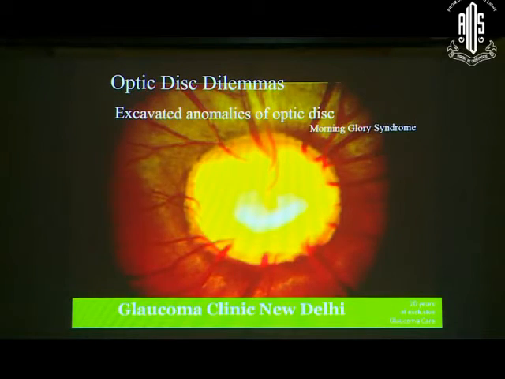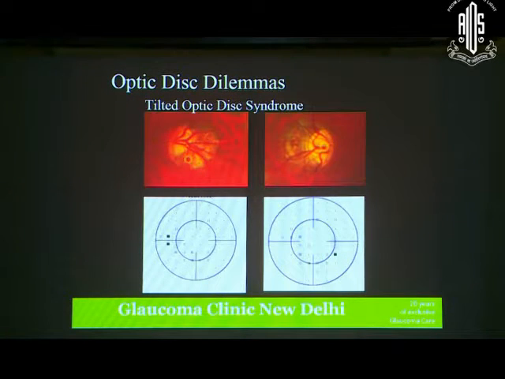And tilted discs, you need to follow them up carefully over a period of time, because the other thing is, if you do any of the newer imaging modalities for tilted discs, whether it's a GDx or an OCT or an HRT, they will always be diagnosed to have disease. Are we together on this? In fact, this will happen for most of these congenital anomalies of the optic disc. The newer imaging devices will pick them up and identify them as disease.